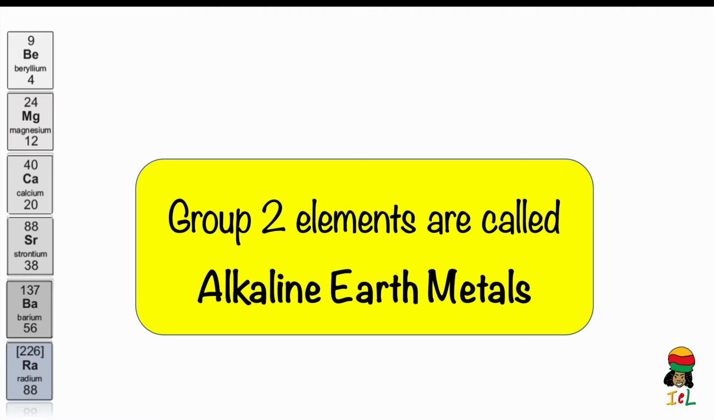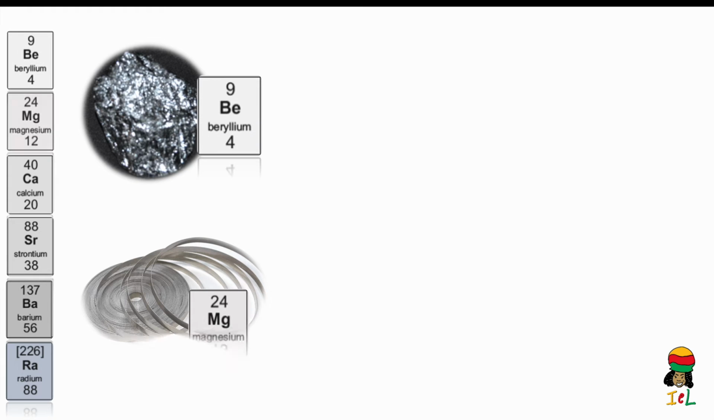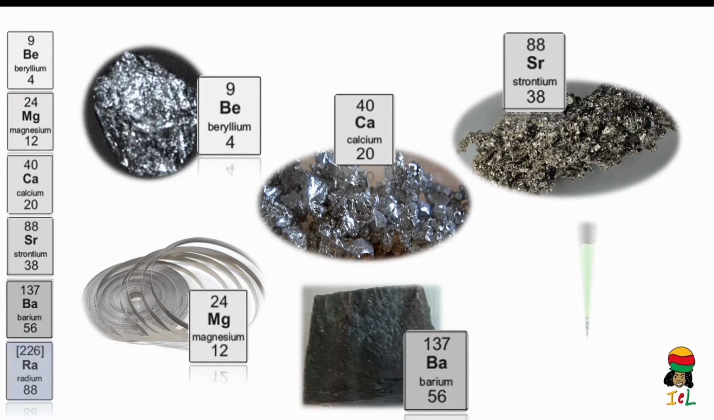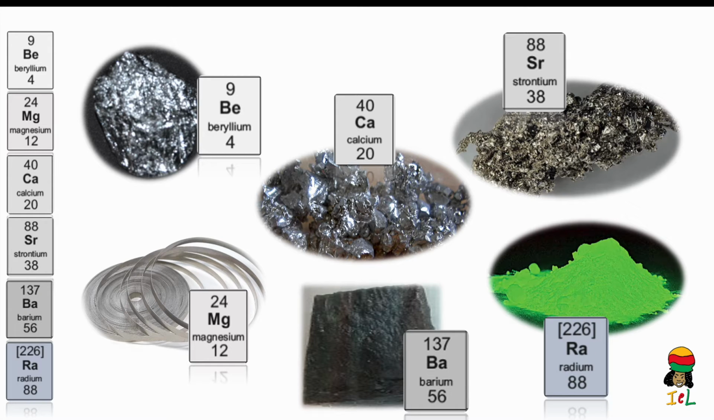These elements, in descending order for Group 2 elements on the periodic table, include beryllium, magnesium, calcium, strontium, barium, and radium. It is highly unlikely that we would come across radium in our school laboratory. This is so because radium is highly radioactive. It emits alpha, beta, and gamma radiation.